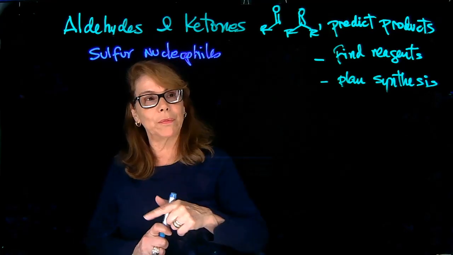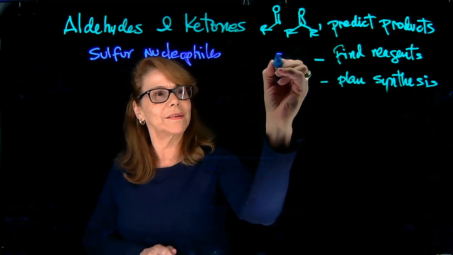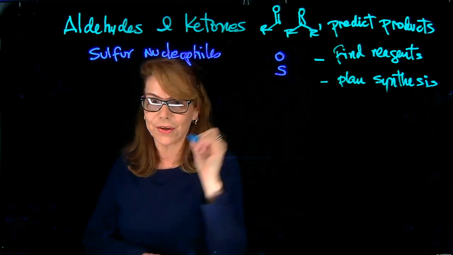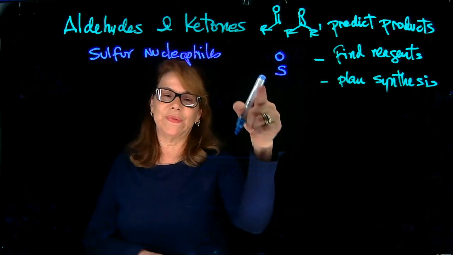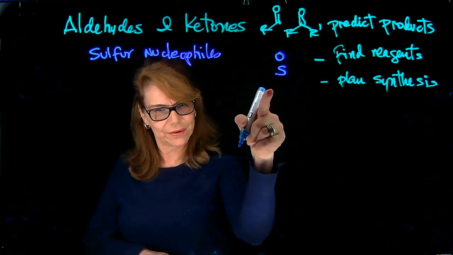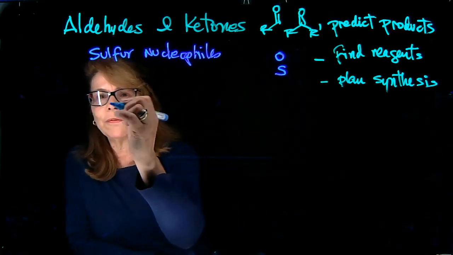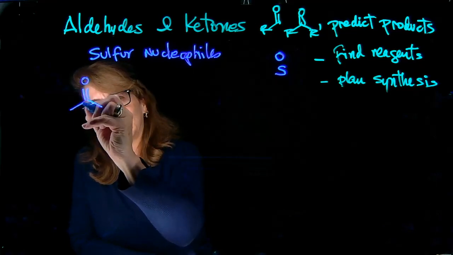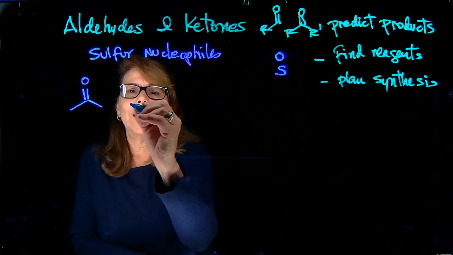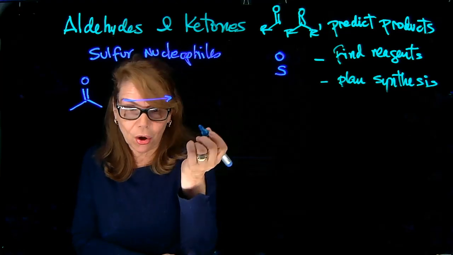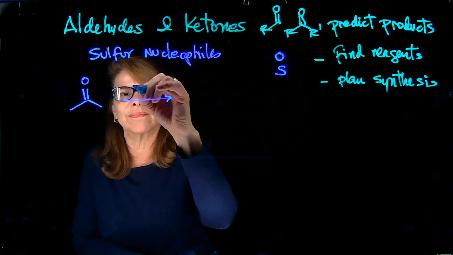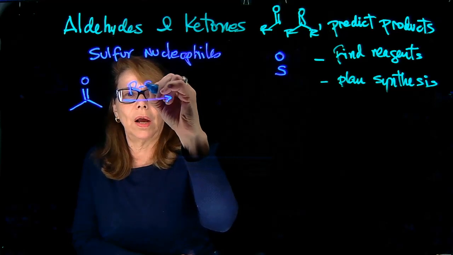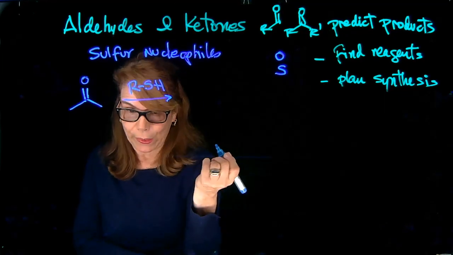And if you remember in your periodic table, here's oxygen, right under you have sulfur. So same number of valence electrons. The chemistry here is very similar. So sulfur nucleophiles, if you have here a ketone, and instead of using an alcohol, we're going to use a thiol. So RSH instead of ROH.